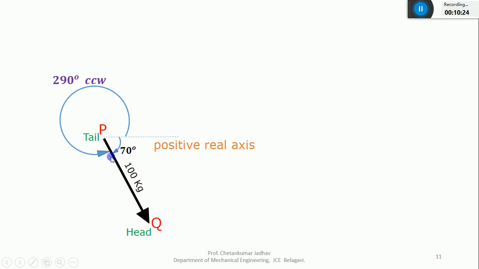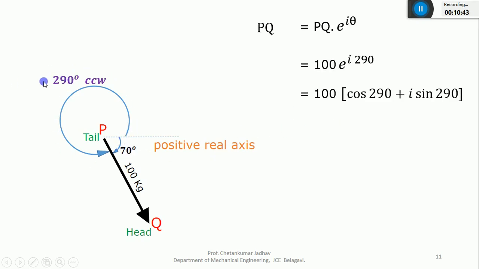This is 290 with respect to the positive real axis. The given angle is this 70. It is clockwise with respect to the positive real axis and with respect to the tail, but I want counterclockwise. So I'll get 360 minus 70, which is 290. I'll use this value of theta in this equation. PQ is the length or the magnitude of this vector, that is 100. So 100 e raised to i theta, where theta is 290. e raised to i theta is cos theta plus i sin theta. It means 100 times cos 290 plus i sin 290. This is how you represent the displacement of any vector.